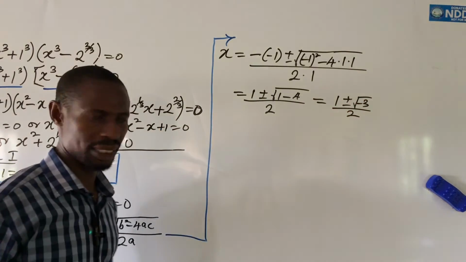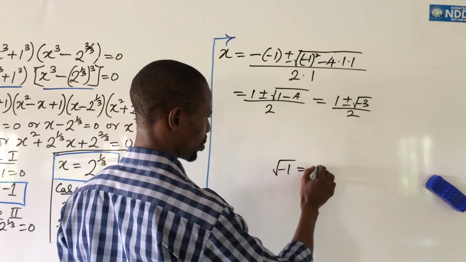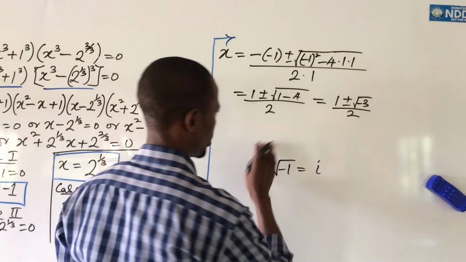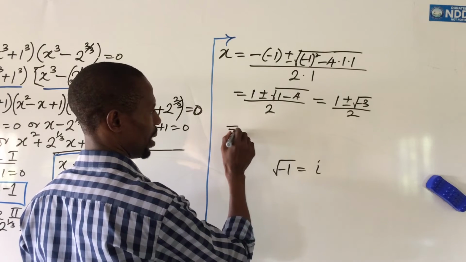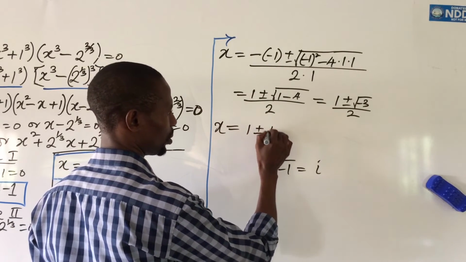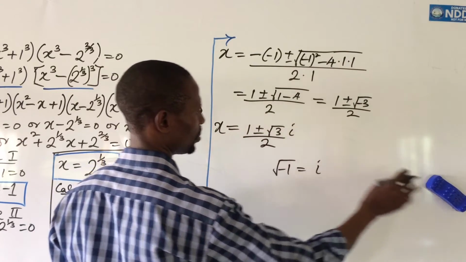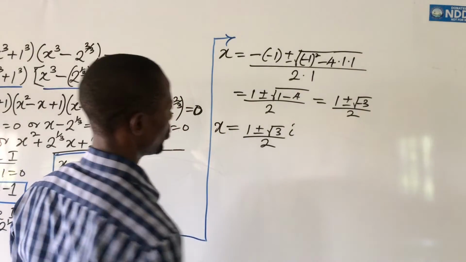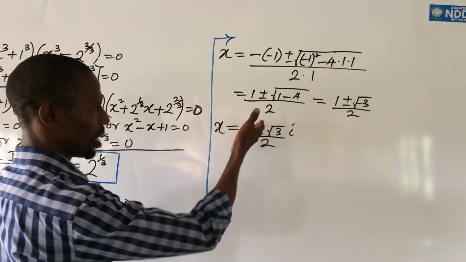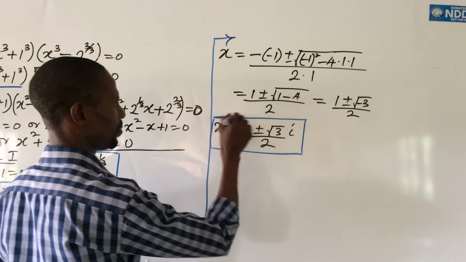But recall the identity which says that the square root of minus 1 equals i, the imaginary number. If we introduce that into this expression, we have x equal to 1 plus or minus the square root of 3 times i, all over 2. And so we've gotten another value. Mind you, we are having 2 roots from here now. You have a plus or minus, so we have 2 from here.